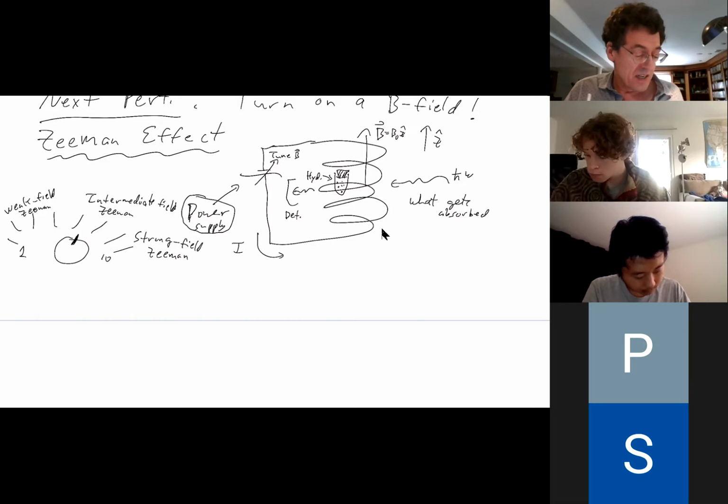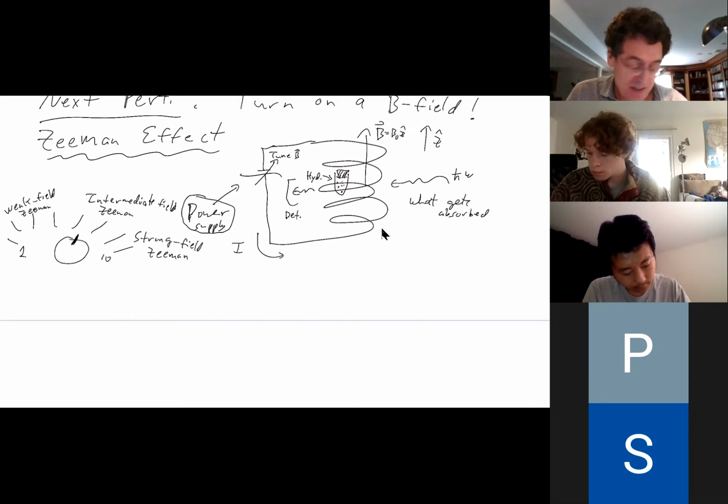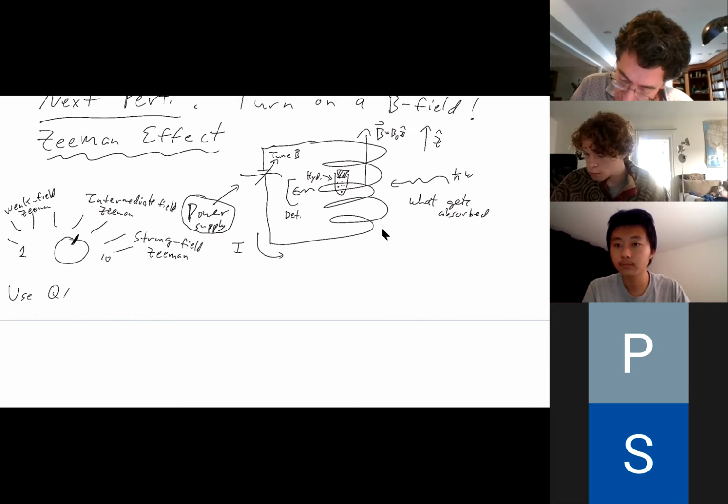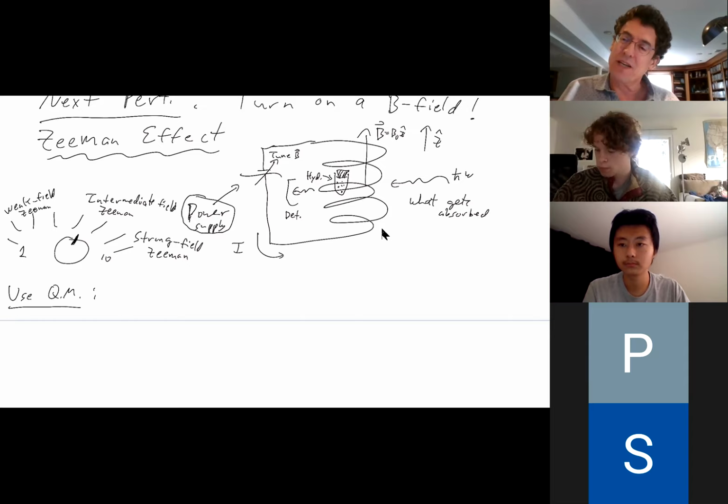And so now we will do the explanation of this phenomenon. So now let's use quantum mechanics to explain what happens. And this is what they couldn't do. So they discovered it and couldn't explain it, but then later it could be explained. So let's explain it using quantum mechanics.